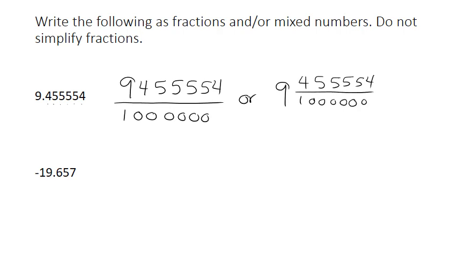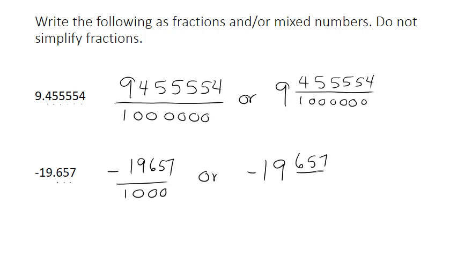The third number: tenths, hundredths, thousandths. So it is negative 19,657 over 1,000, or as a mixed number, negative 19 and 657 over 1,000.